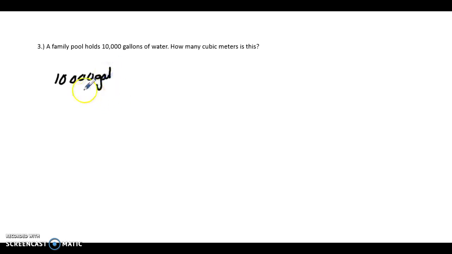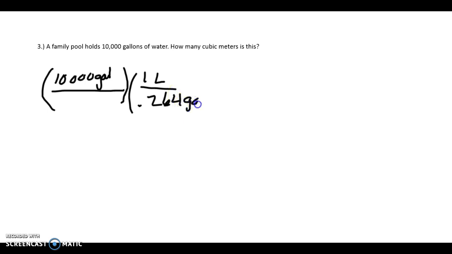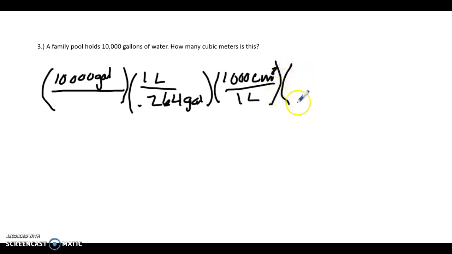Gallons. I want to first use my conversion to convert from gallons to liters. And so I know 1 liter is 0.264 gallons. And then I know 1,000 cubic centimeters equals 1 liter. And then I'm going to convert cubic centimeters to cubic meters.